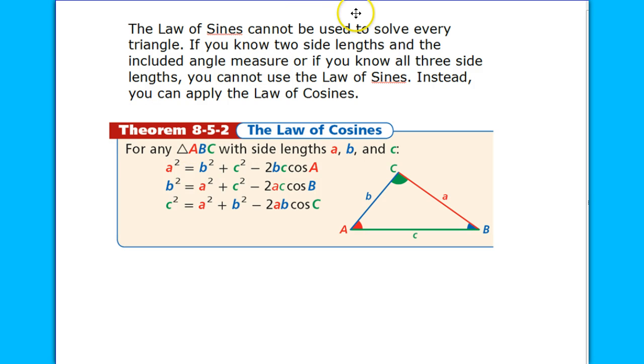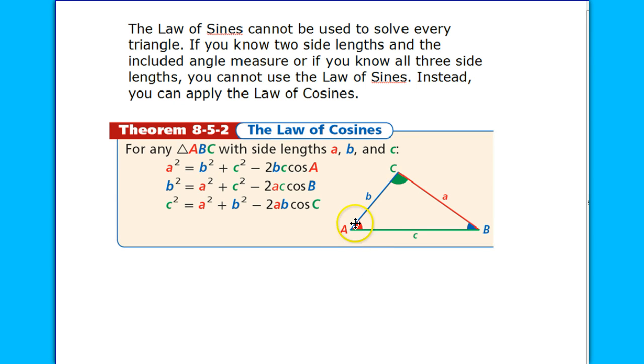The law of sines cannot be used to solve every triangle. If you know two side lengths and the included angle measure, or if you know all three side lengths, you cannot use the law of sines. Instead, you can apply the law of cosines. Looks a little more complex, but it's a very useful method for solving any triangle.